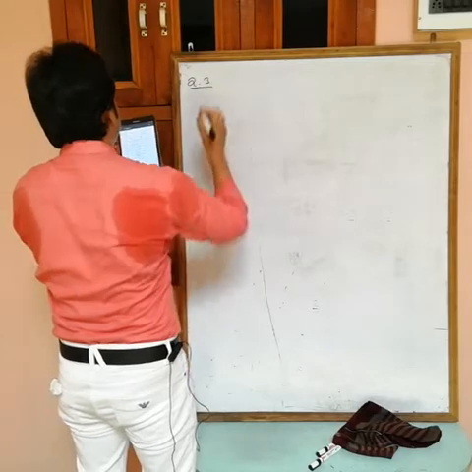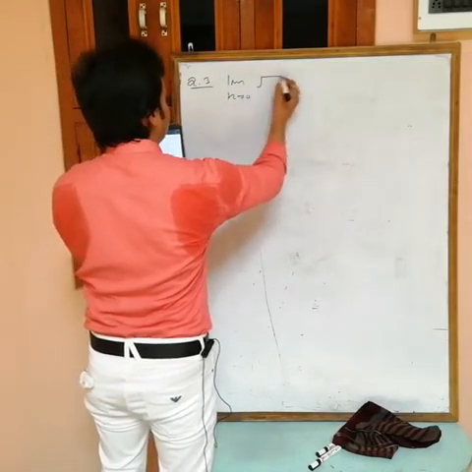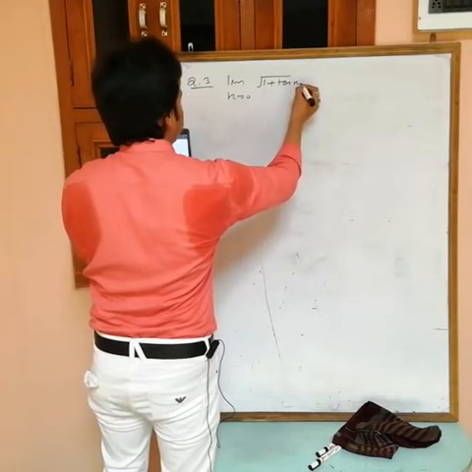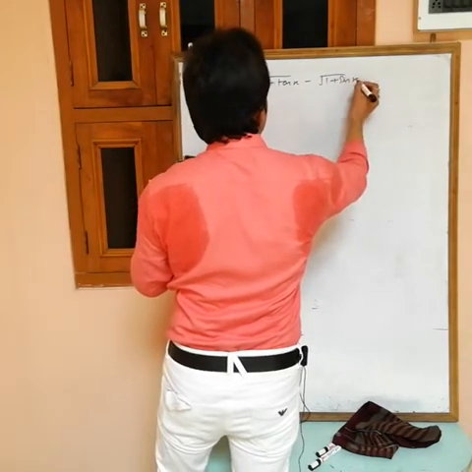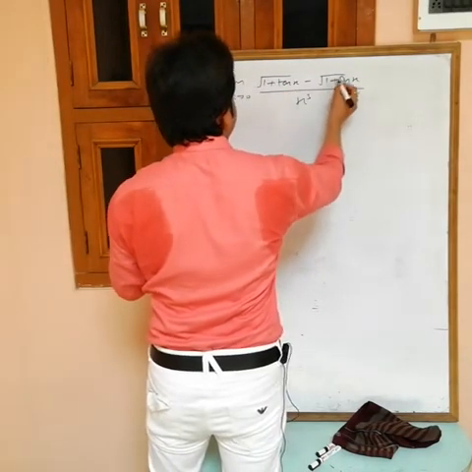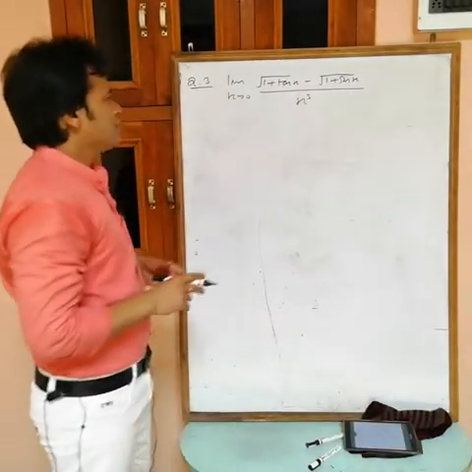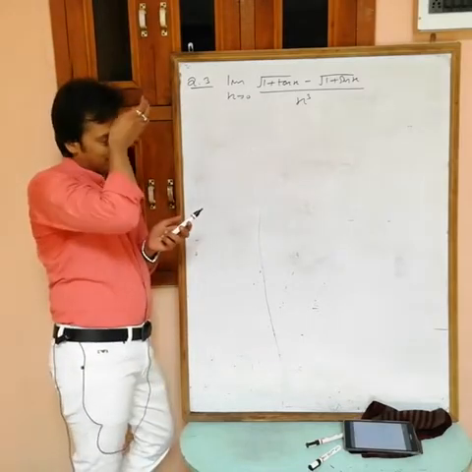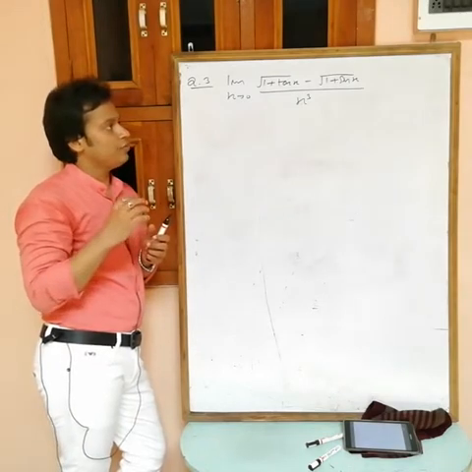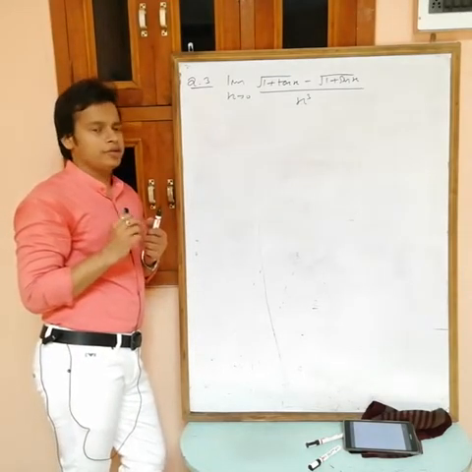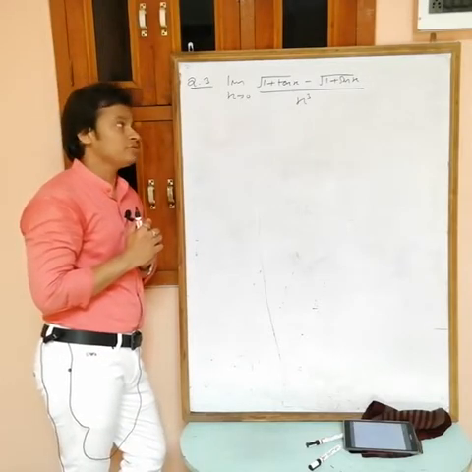Question number 3. Limit x tending to 0 of root of 1 plus 10x minus root of 1 plus sin x, by x cube. Now we want the limit of this one. If I put x equal to 0 directly, what are we getting? 1 minus 1, 0, and in the denominator also 0. We are getting 0 by 0 form. So directly we can't put the value x equal to 0.